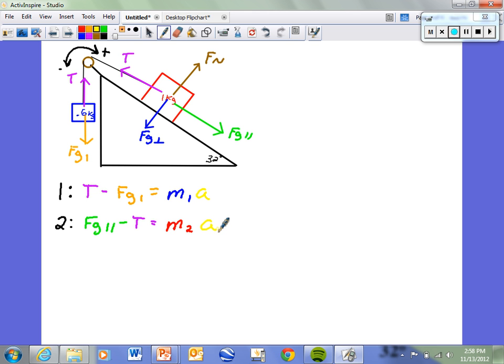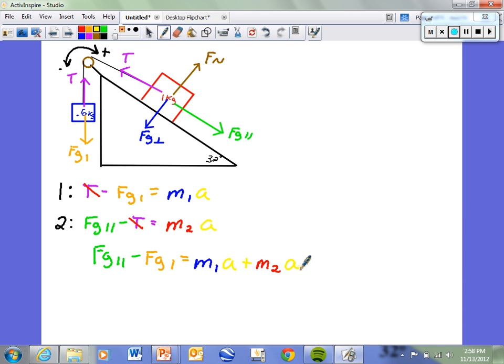Just like the Atwood machine problem, we can add these together. Since we've done that one before, I'm going to skip writing down everything and just make you realize that the T plus minus T makes those cancel out. And what we are left with is force of gravity parallel minus force of gravity 1, that's going to equal m1a plus m2a.